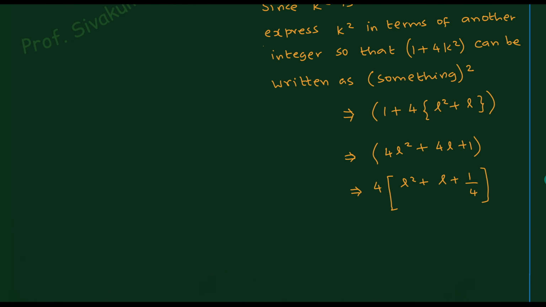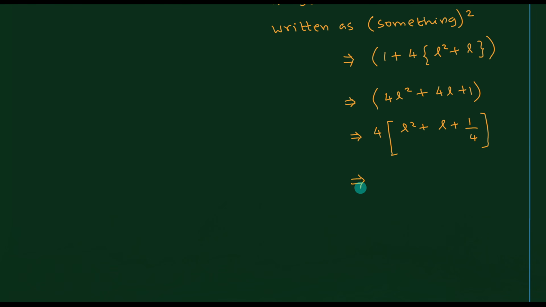So now I am able to complete the square. That means I can say 2 times L plus half, whole square. Isn't it? So what is that quantity? It is 1 plus 4k square. You should remember that whatever we have written down is exactly 1 plus 4k square. So it's very clear that k square has been rewritten as L square plus L.